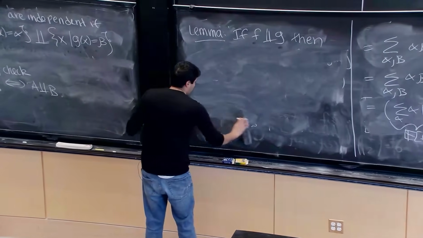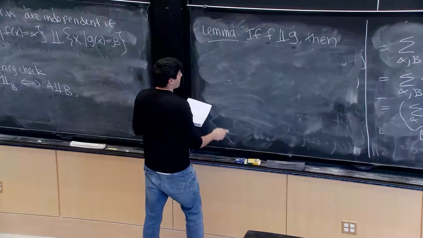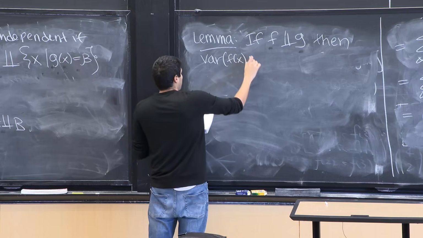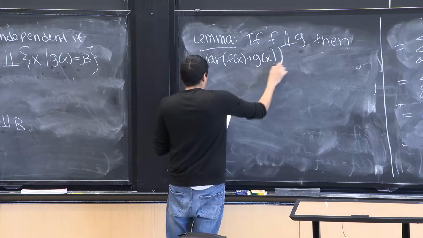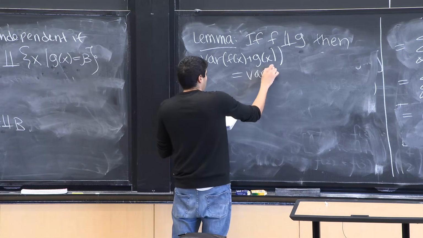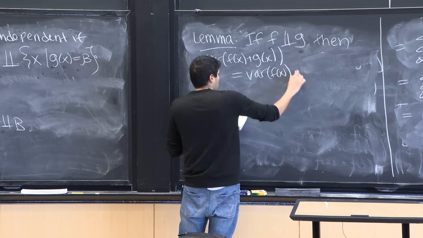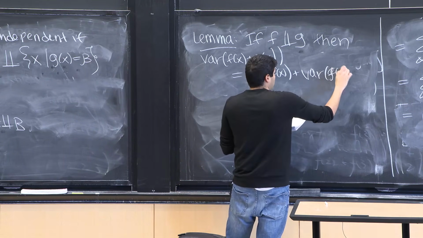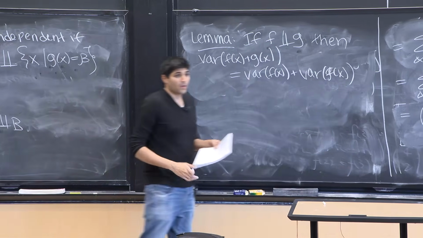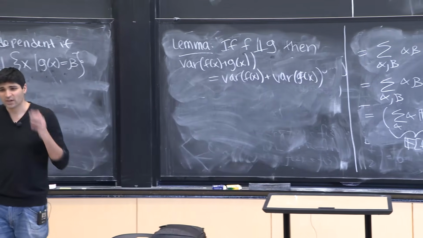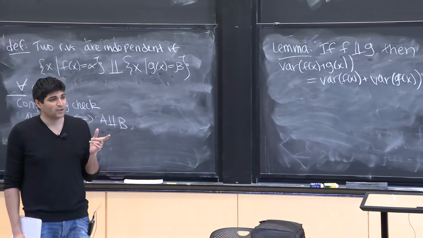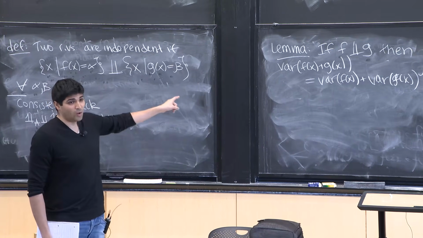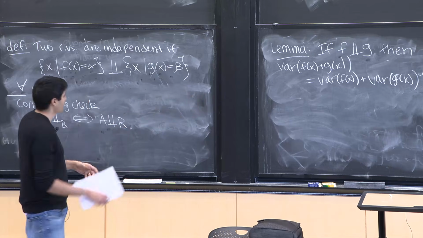So I claim that if we have two functions f and g that are independent, then the variance of their sum is equal to the sum of their variances. So this is definitely not true in general. This looks a bit like linearity of expectation, but it's really very different, right? Because linearity of expectation held always. This only holds when f and g are independent.